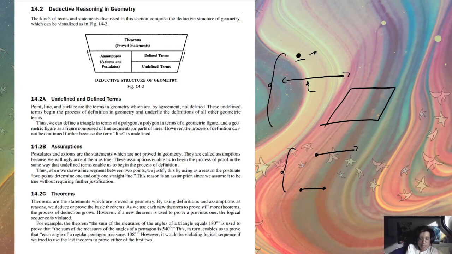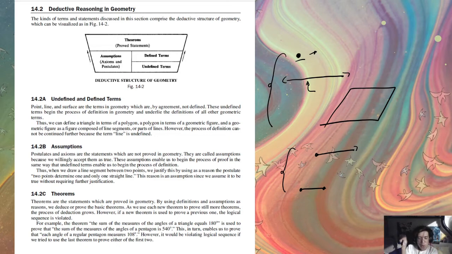It has an infinite set of points that you are going to connect each of those infinite set of points in order to create a line. So there you go. So that's why it's an assumption. You don't necessarily need to have a proof there. Whereas theorems are statements which are to be proven in geometry. By using definitions and assumptions as reasons, we deduce or prove the basic theorems. As we use each new theorem to prove still more theorems, the process of deduction grows. However, if a new theorem is used to prove a previous one, the logical sequence is violated.